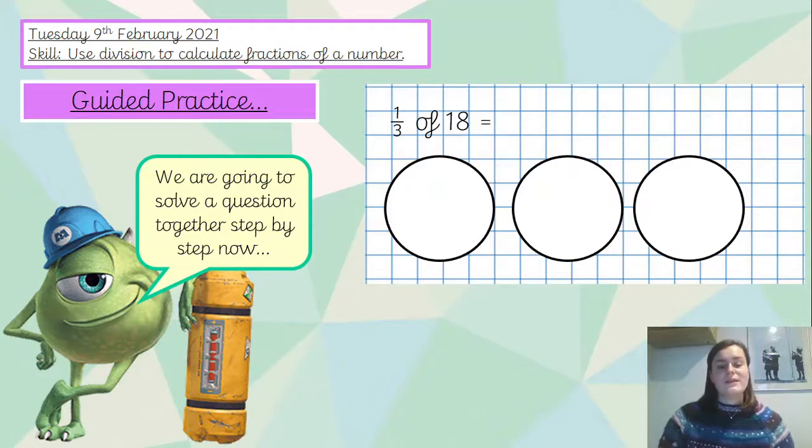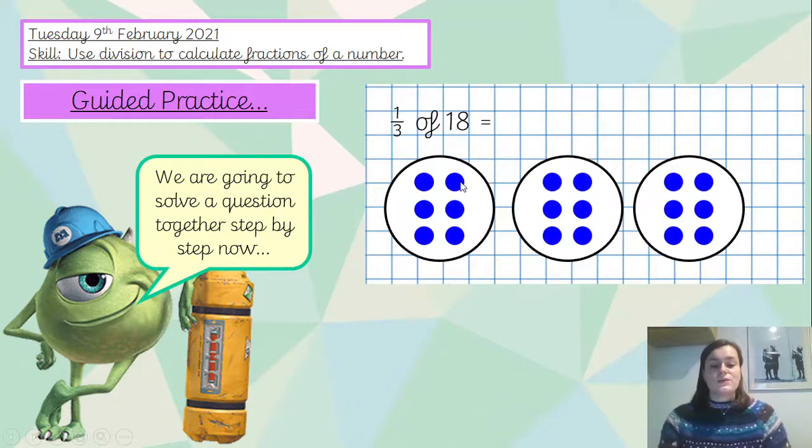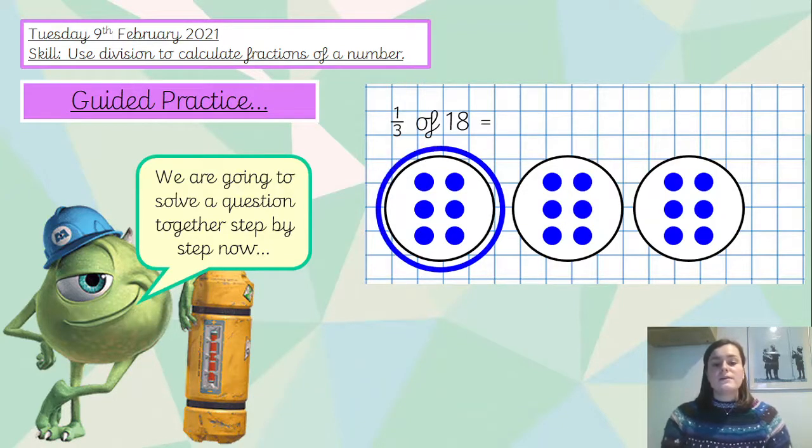Okay, and then we need to share our 18 counters or dots into these circles. So can you pause the video and have a go at sharing your counters into those circles, please? Well done. And finally, we need to count up one sharing circle, don't we? Because the numerator is 1 in this fraction. So once you've shared out your counters, we count up one sharing circle.